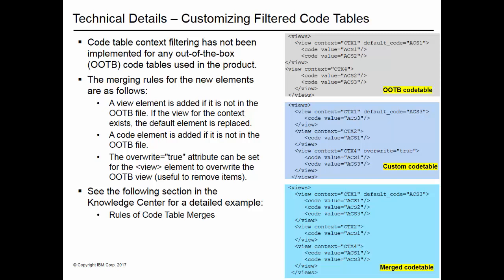The overwrite equals true attribute can be set for the view element to overwrite the out-of-the-box view, which is useful to remove items. The example on this slide shows an extract from 2 code table files and the results of merging these files. For a detailed example, see the section in the IBM Knowledge Center entitled Rules of Code Table Merges.